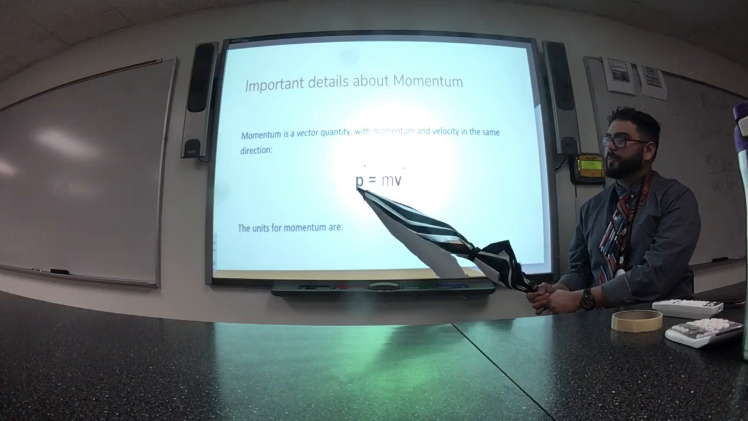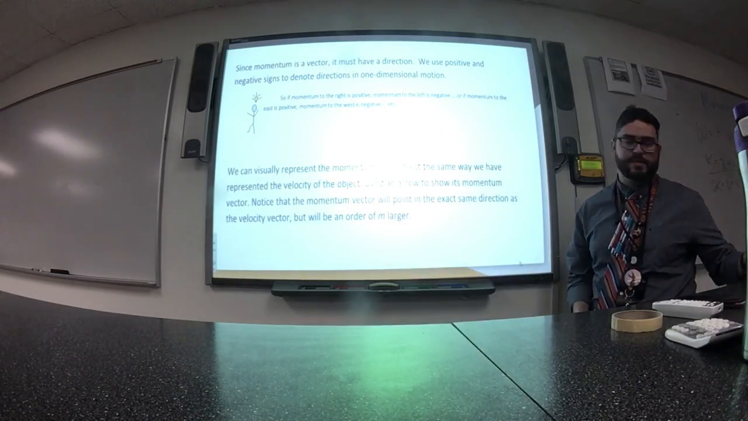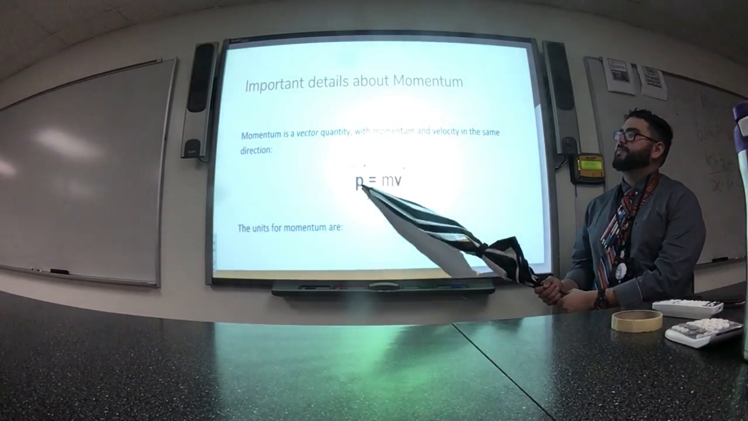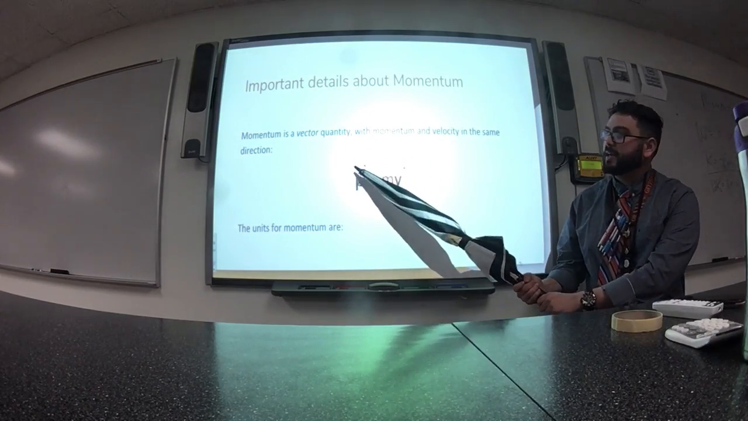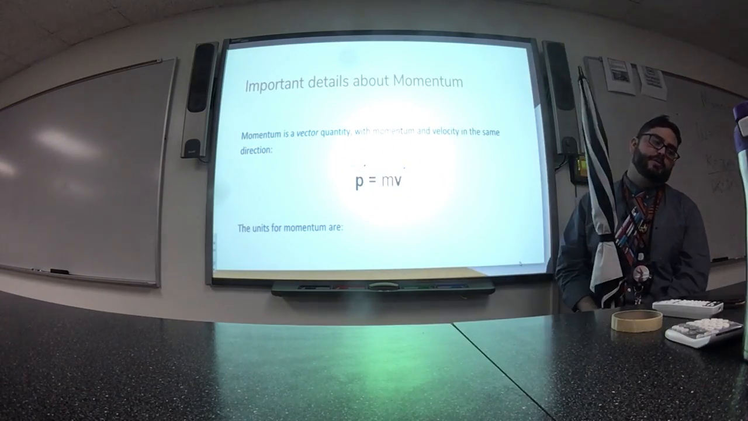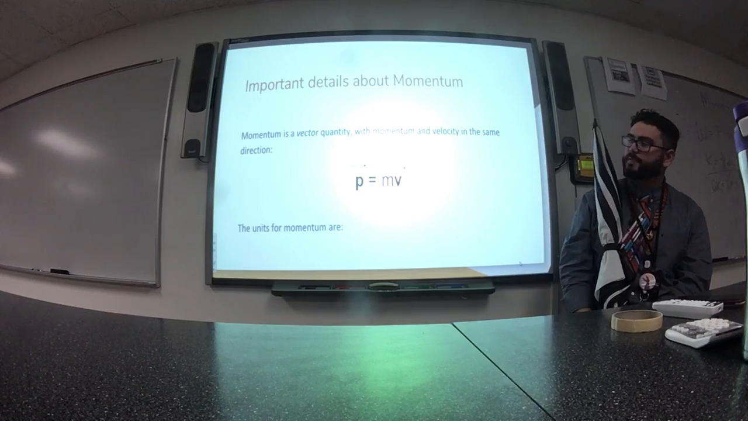Momentum gets its vector nature from velocity. So the momentum vector will point in the direction of the velocity vector. We're going to get to that in a couple of slides.